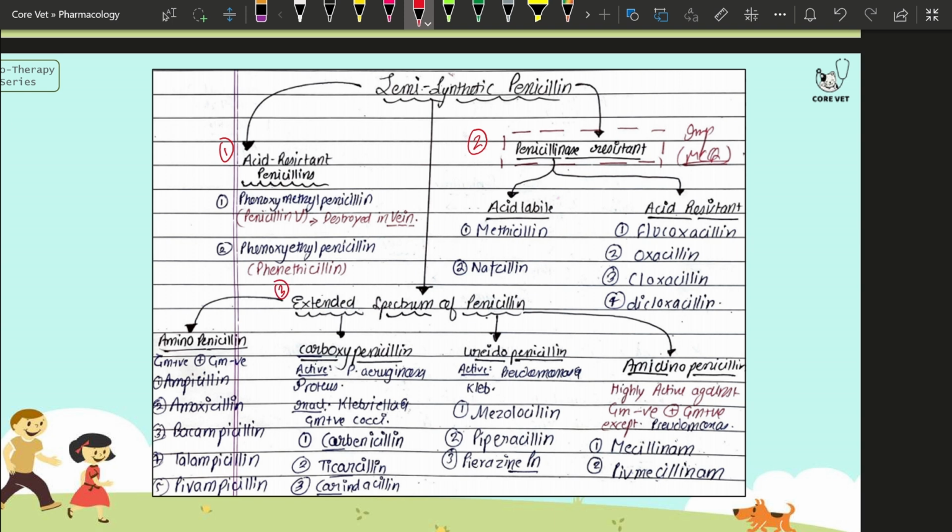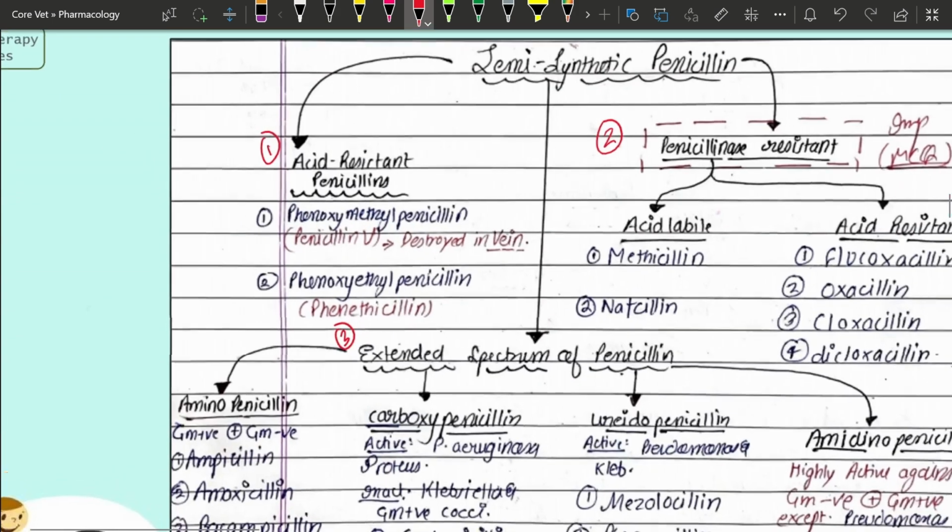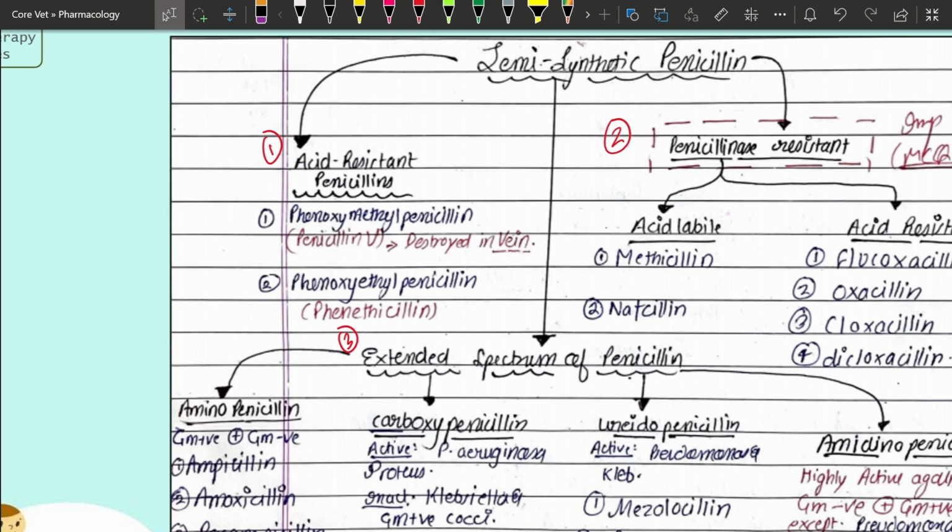Okay, so if we talk about the acid resistant penicillin, it's the penicillin V, which is also known as phenoxymethyl penicillin. The disadvantage of the usage of this particular penicillin V is that it can be destroyed in the veins. Okay, so it would be destroyed in the venules, right? So next is the phenoxyethyl penicillin or the phenethicillin, right?